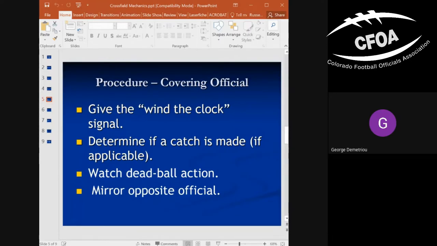I don't think you will see that in any of the videos. So the next step, again, if applicable, if it's a pass play, is for the near wing to determine if the catch is made. And then he watches the dead ball action. And then finally, he goes back up to the progress spot that his partner has marked, and he mirrors it. So that's the procedure for the covering or near official.